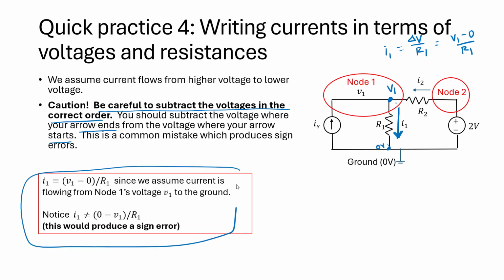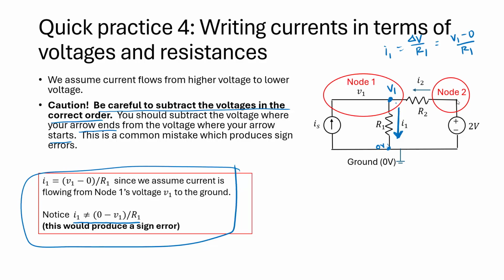So as noted here, you'll see that I1 should be written as V1 minus 0 volts divided by R1 because we assume current was flowing from V1 to the ground. Since we drew our arrow pointing downward, we inherently assume that V1 is our higher voltage. And be careful here, because as we mentioned, we cannot say that I1 is equal to 0 minus V1 over R1, because that would be assuming our current is flowing upwards. It's just not how we drew it, and you would end up producing a sign error.